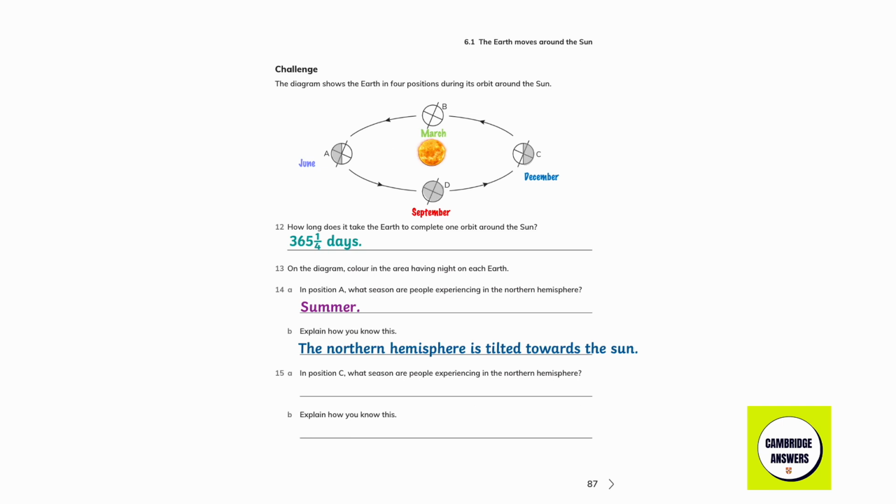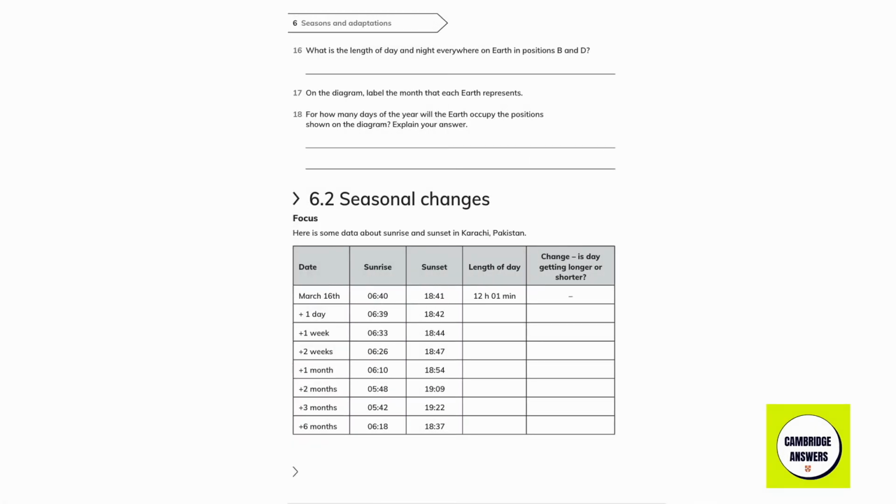In position C, what season are people experiencing in the northern hemisphere? Winter. Explain how you know this. The northern hemisphere is tilted away from the sun. Question number 16. What is the length of day and night everywhere on Earth in position B and D? 12 hours. On the diagram, label the month that each Earth represents. We've already done that. For how many days of the year will the Earth occupy the positions shown on the diagram? Explain your answer. Only one day. The Earth is continuously moving in its orbit around the Sun.